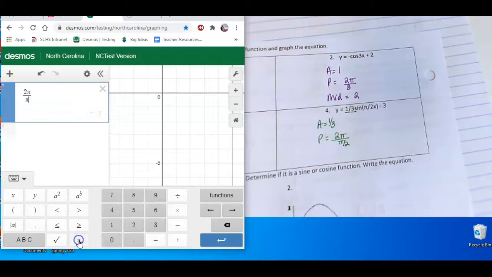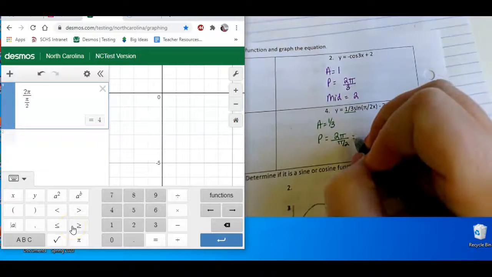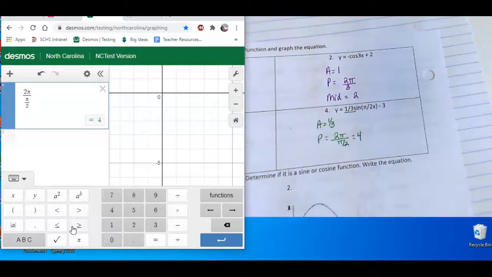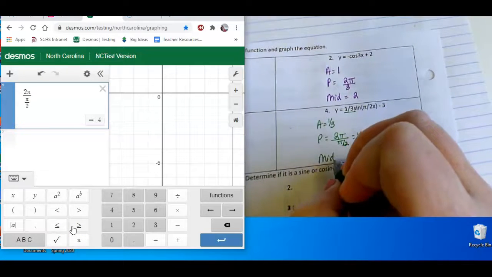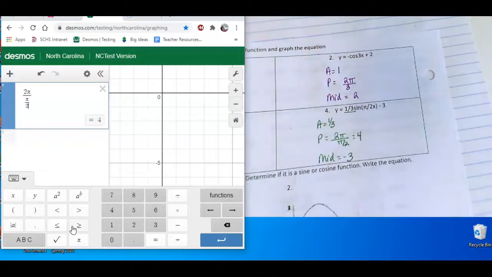And right down here is where that pi is. So if you wanted to put it in there like that, you could. The only time that I don't recommend that is if there's only one pi. But anyway, you're going to get 4 for the period. And then the midline is -3. Okay, any questions?